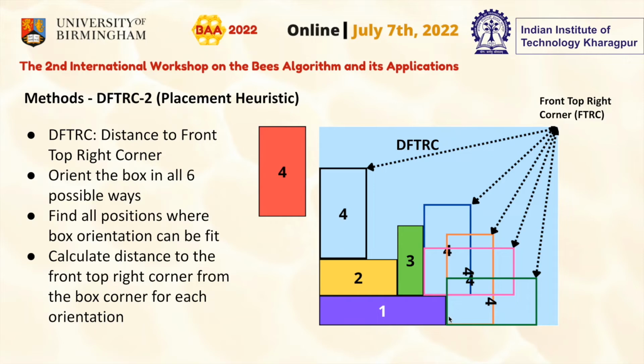bottom leftmost corners, as you can see here, and we go ahead and pack them there, and we find the largest distance from the front top right corner. That's what DFT-RC stands for. Once we find the orientation and the placement that produces the largest DFT-RC, we store that as the optimum placement. We try to find the largest DFT-RC for all the possible packings of the box in every single bin, and when we find the largest DFT-RC, we store that as the bin required.